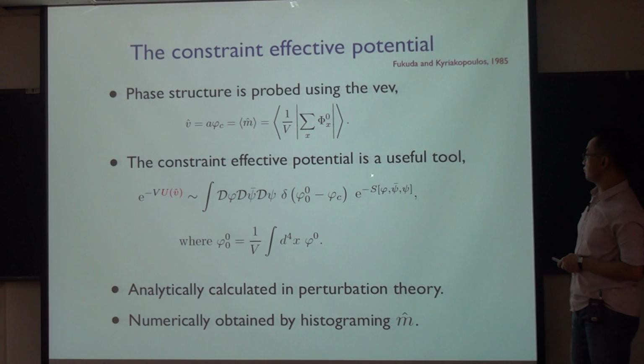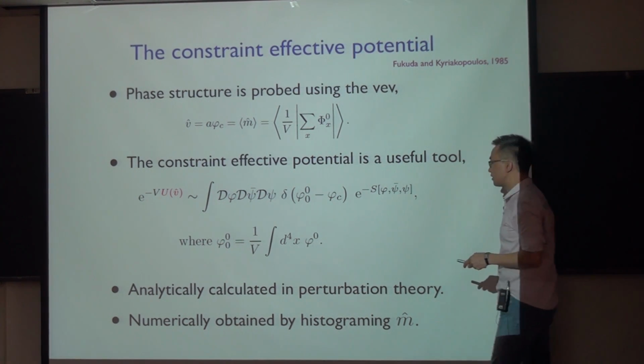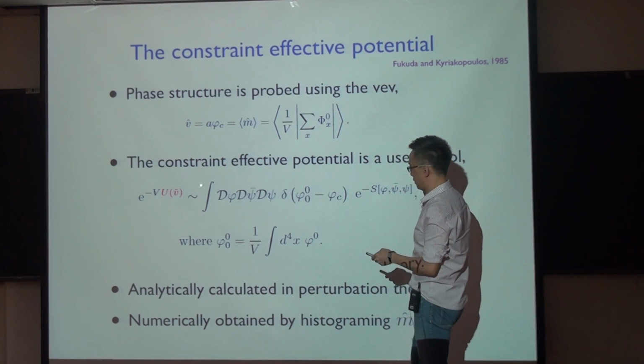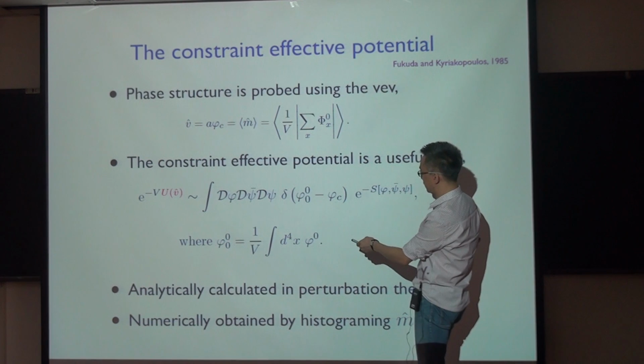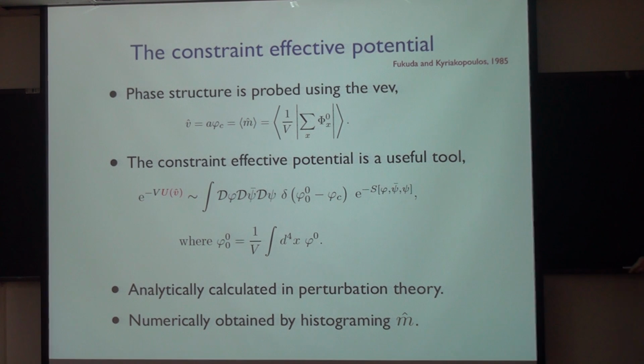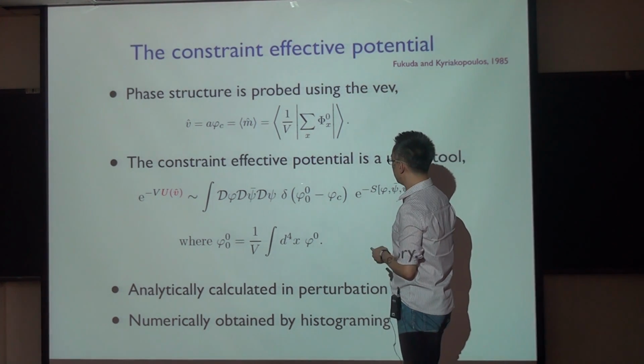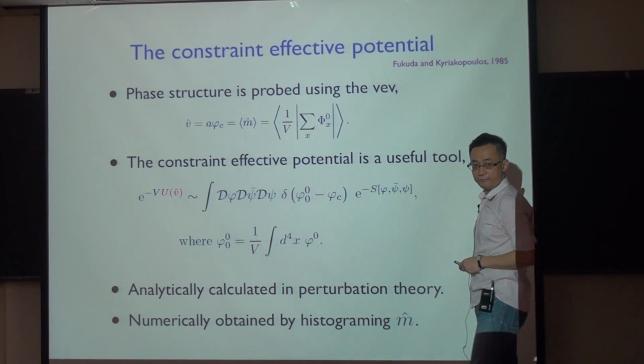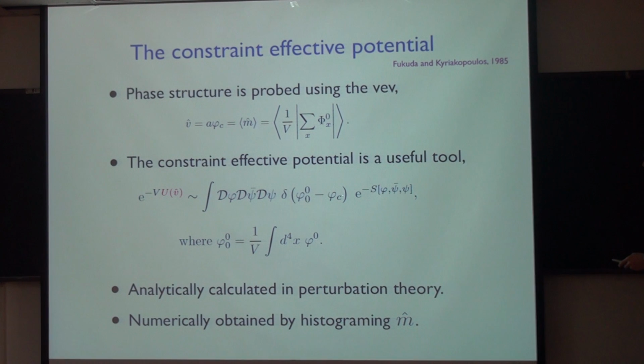And the constraint effective potential is defined in this way. So what you do is you put in a delta function here in your partition function. Without this delta function, it's just the partition function of the Higgs-Yukawa model, where this action is just the Higgs-Yukawa theory action. And you constrain the zero mode of the scalar field, or the Higgs field, to be not a particular number, but something that I call phi c. Okay? And then you do your calculation of the partition function, and you say that this is proportional to exponential of minus four volume times a potential that you define this way.